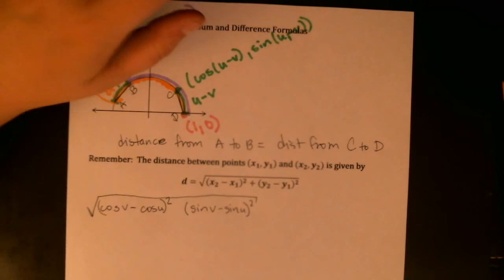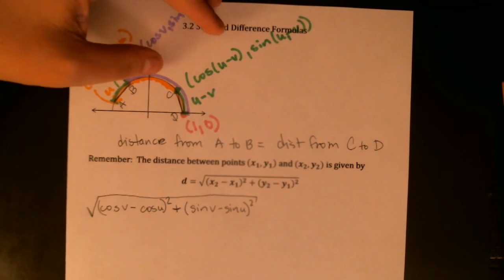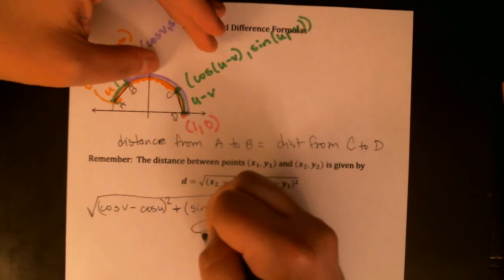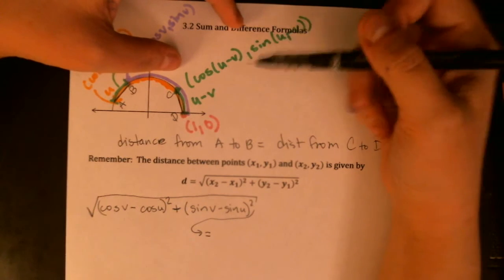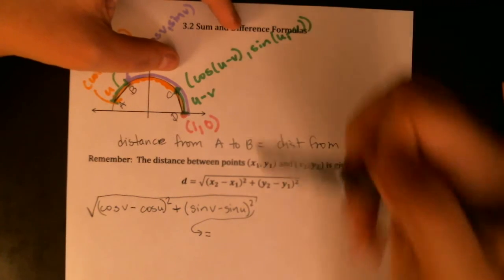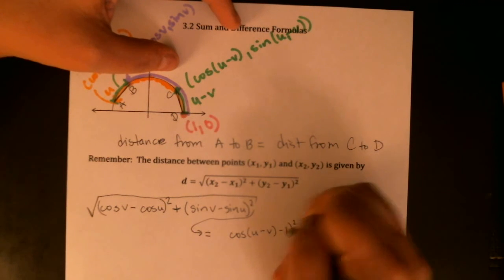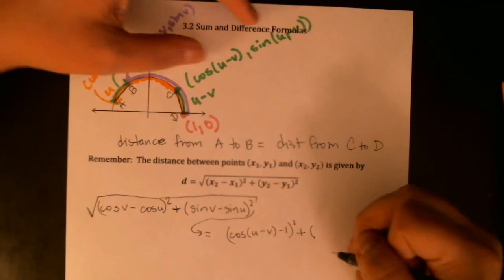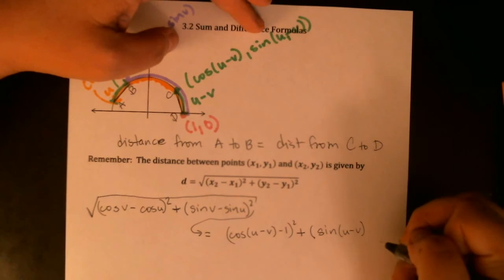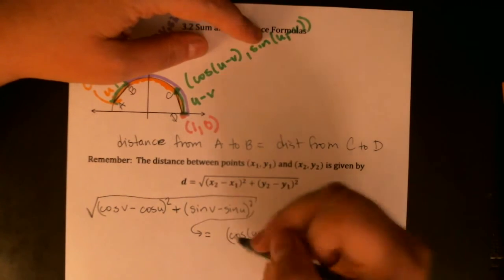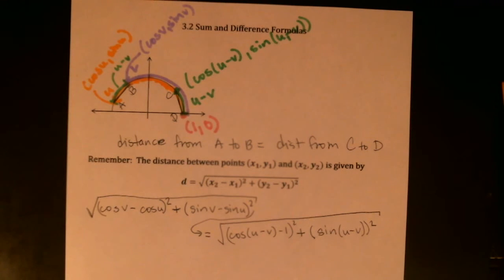Maybe you can begin to see how I might run out of room for a little bit. Oh, and there's a plus in the middle. The distance from C to D, let's just run this down and give ourselves a little more room. Okay, so we want the difference between our x coordinates, which is going to be cosine of U minus V, minus 1. We want to square it. And then we want to add on the difference between our y coordinates, which is actually really nice. It's sine of U minus V, minus 0, squared. And then we want to square root. Okay, so those two distances should be equal.